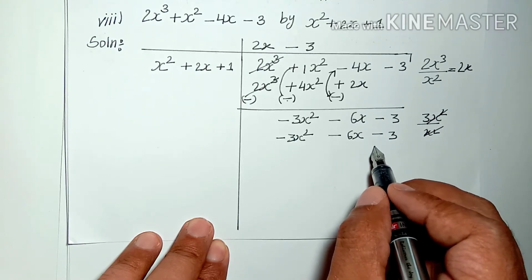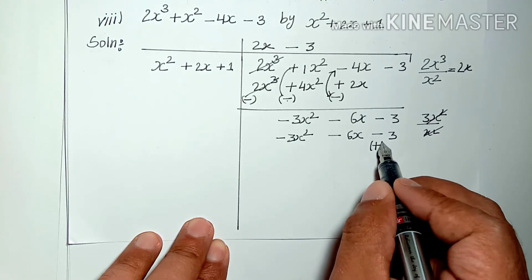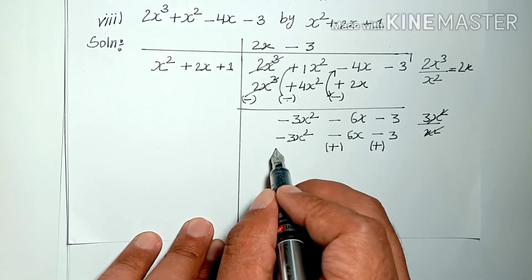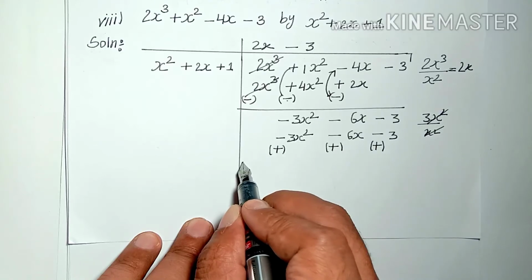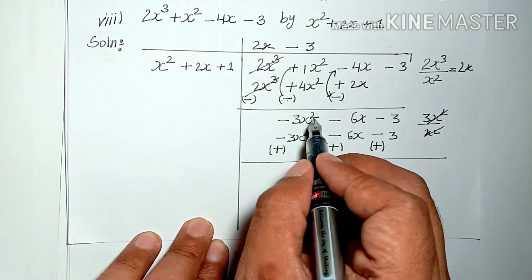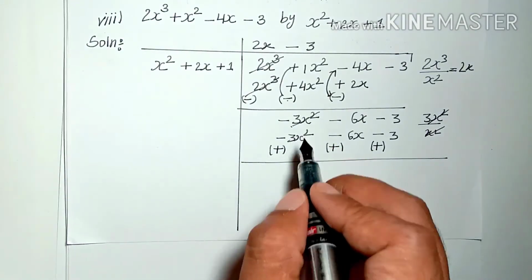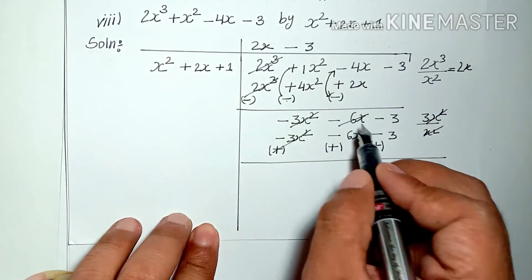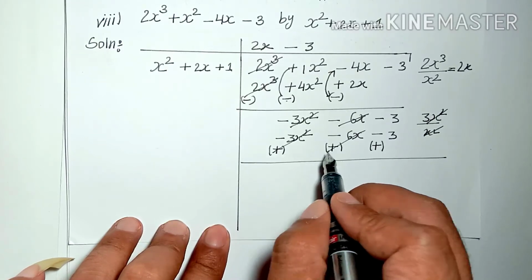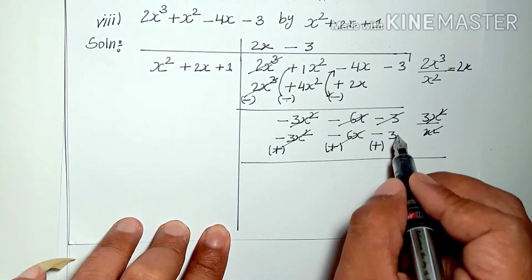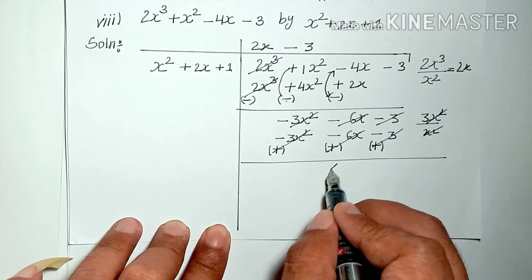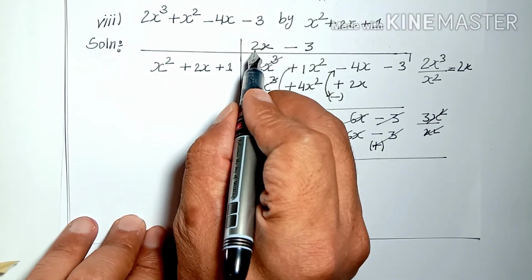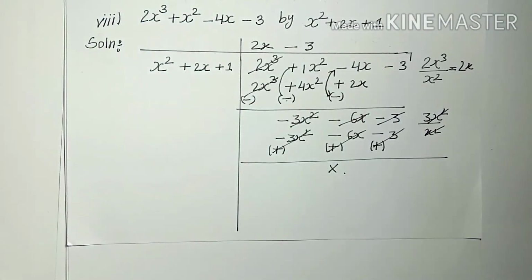Now we can change this sign, so this will become here plus sign. Again this will become here plus sign. Again this will become here plus sign. Now you'll have to subtract: negative 3x square, positive 3x square we can cancel. Again minus 6x plus 6x you can cancel. Minus 3 and plus 3 we can cancel. That is how the value of remainder is equal to 0, and the quotient is 2x minus 3.